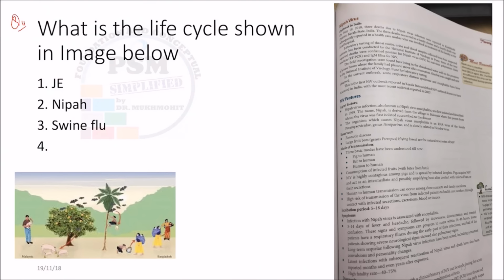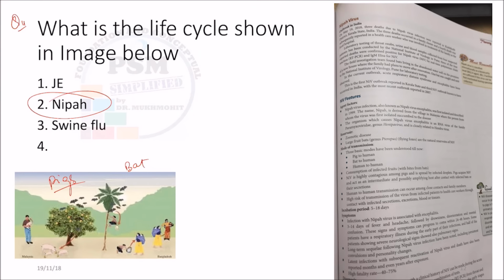You can see in the image there was a picture of a pig and some bats. There were pigs and humans, and some people who are getting infected. So it's a clear-cut example of Nipah virus. In May 2018, India witnessed a massive epidemic of Nipah virus, concentrated more so in the state of Kerala. This Nipah virus had infected hundreds of people.